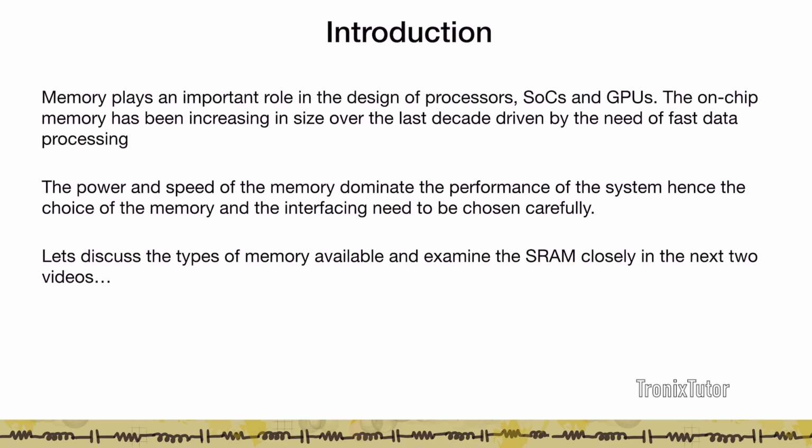So memory has been playing an important role in the design of processors, SoCs and GPUs. The on-chip memory has been increasing in size over the last decade, primarily driven by the need for fast data processing. Because a large part of the chip is the memory, the power and the speed of the memory dominate the performance of the system, and hence you need to choose the memory and the interfacing carefully for your application. So what we'll do now is talk about the types of memory that are available and then look at the terminal characteristics of an SRAM.